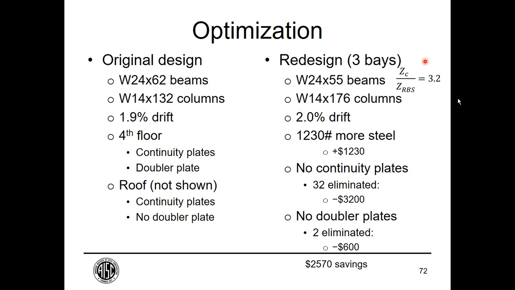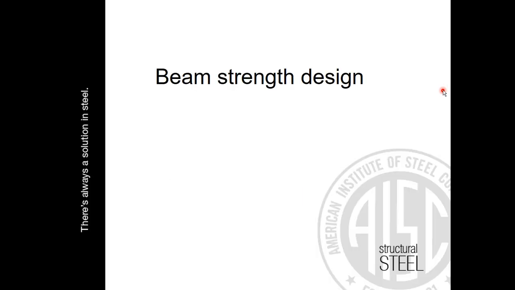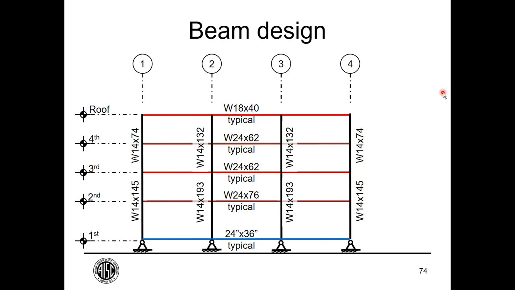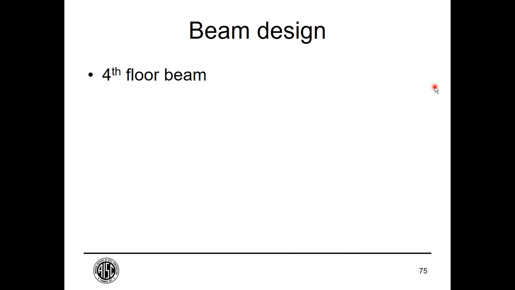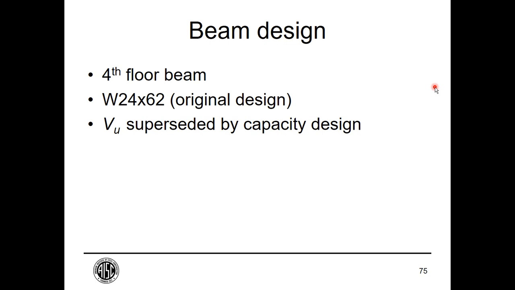By the way, if you're interested, if we had selected Z column over Z RBS in the neighborhood of 3, we'd probably arrive at something with less need of reinforcement. All right. So quickly now, we'll look at the beam design. Fourth floor beam, we're just going to check the original design, not the optimized design.